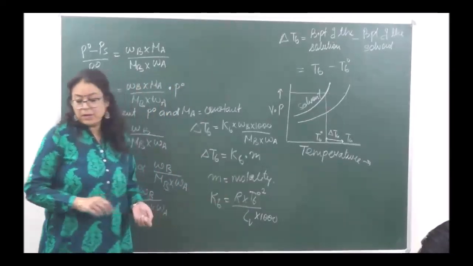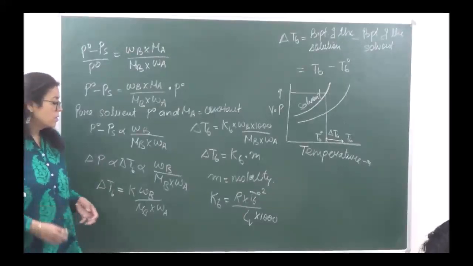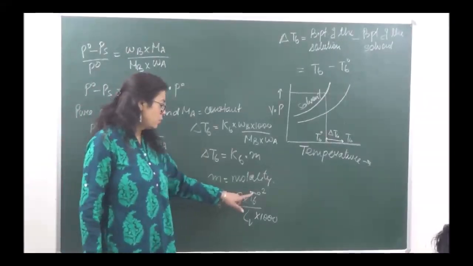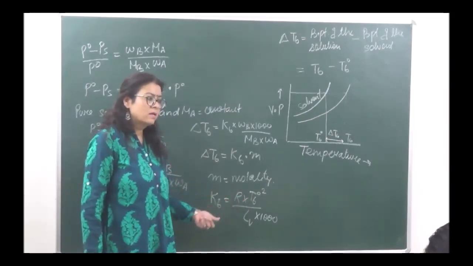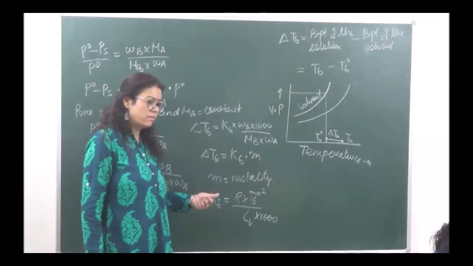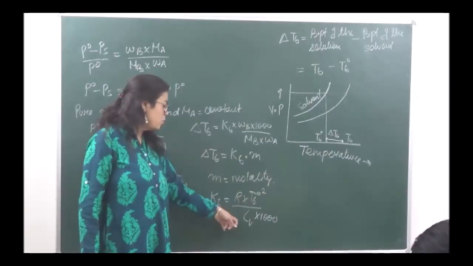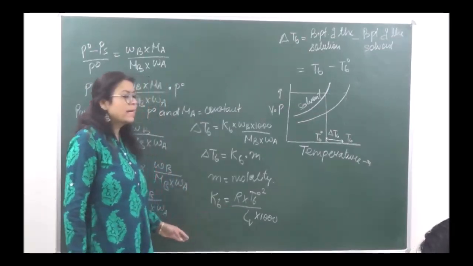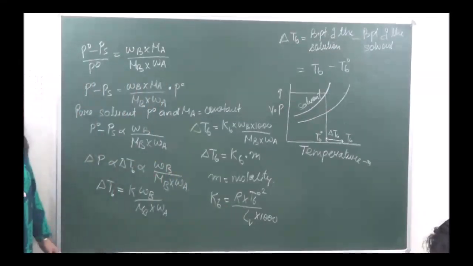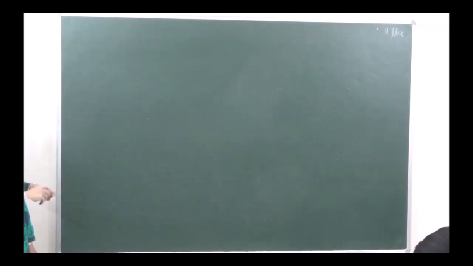Just for example, if you want to calculate it for water, you put the value of R, you put the value of Tb naught. What is the value of Tb? 373 Kelvin, right? And then the latent heat of vaporization would be given to you in the question, and you can calculate Kb. So Kb for water comes to approximately 0.52. Is it clear? So this is how you can calculate Kb. Got it? Okay.